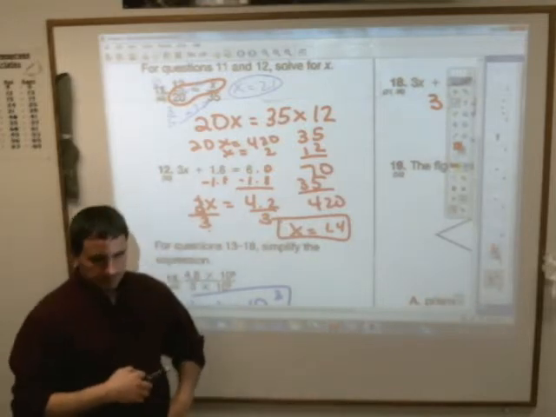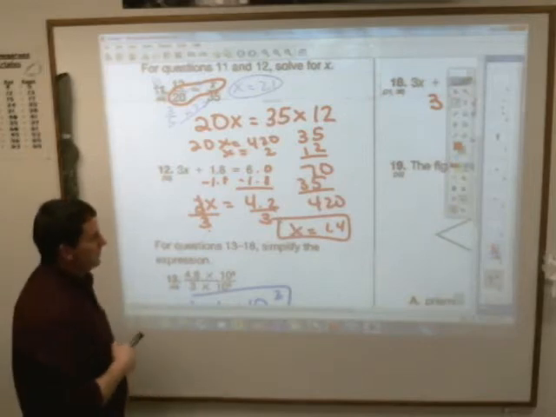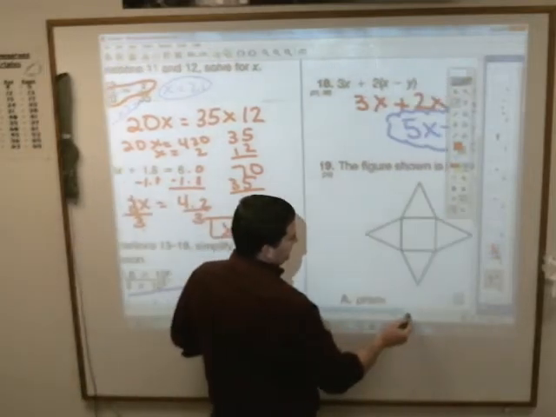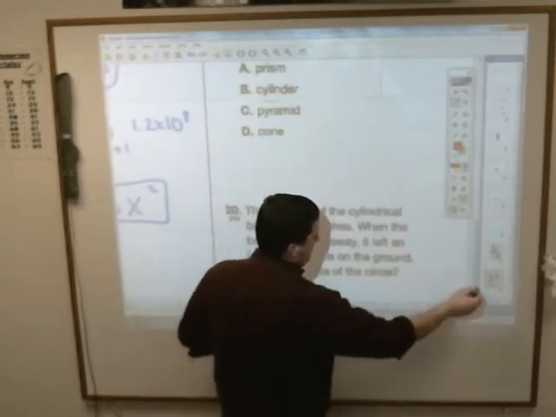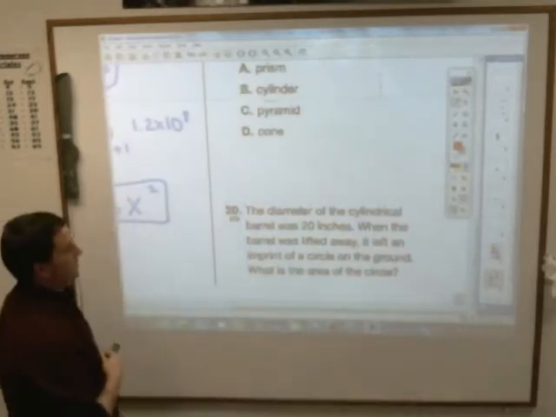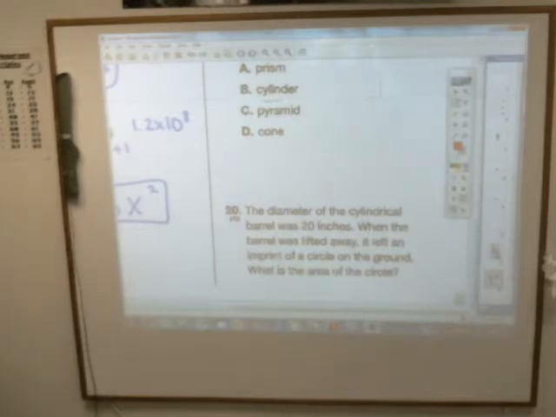Jackson, what about number 20? Number 20 says the diameter of a cylinder barrel was 20 inches. When the barrel was lifted away, it left an imprint of a circle on the ground. What was the area of the circle? What would it be, 4 times the diameter?